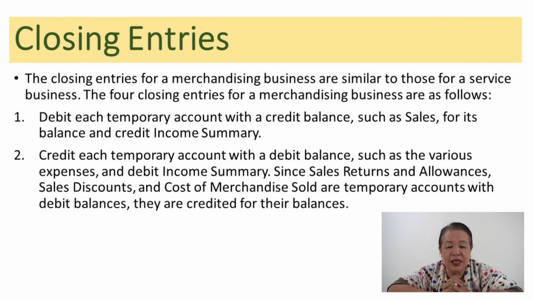Closing entries. Closing entries for a merchandising business are similar to those for a service business. The four closing entries are: debit each temporary account with a credit balance, such as sales, for its balance, and credit income summary. Then credit each temporary account with a debit balance, such as the various expenses, and debit income summary. Since sales returns and allowances, sales discounts, and cost of merchandise sold are temporary accounts with debit balances, they are credited for their balances.